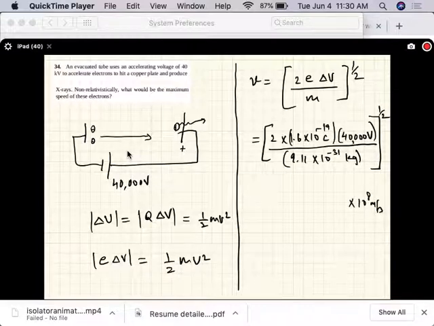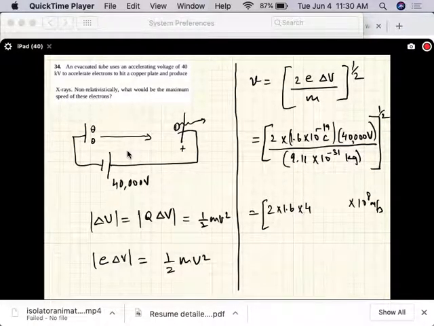Okay, now we're doing this non-relativistically. What that means is we're using the non-relativistic formula. When you study relativity, you'll see that it has to be modified, but anyway. And what's left is 2 times 1.6 times 4 divided by 9.11, to the power half.